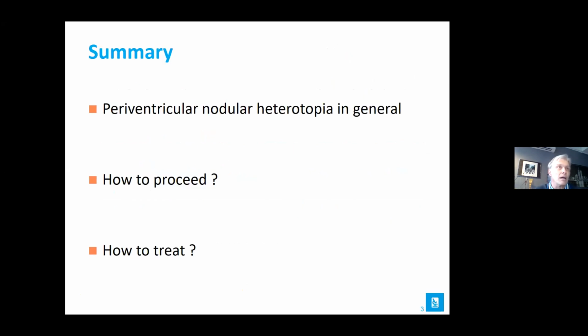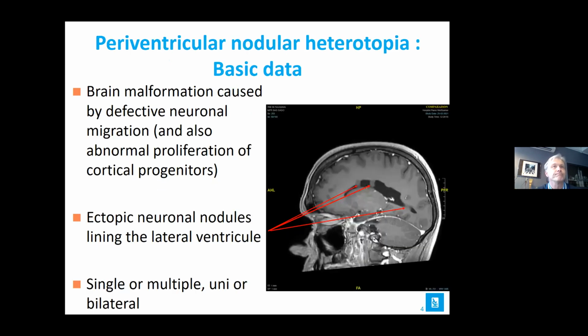As you will see, I intend to divide my presentation into three non-equal parts. First, I will say some words about periventricular nodular heterotopia in general. Then I intend to explain how we deal in our center in a very practical way with heterotopia if we meet one. And lastly, I intend to have a look at the catalog of possible surgical strategies related to that.